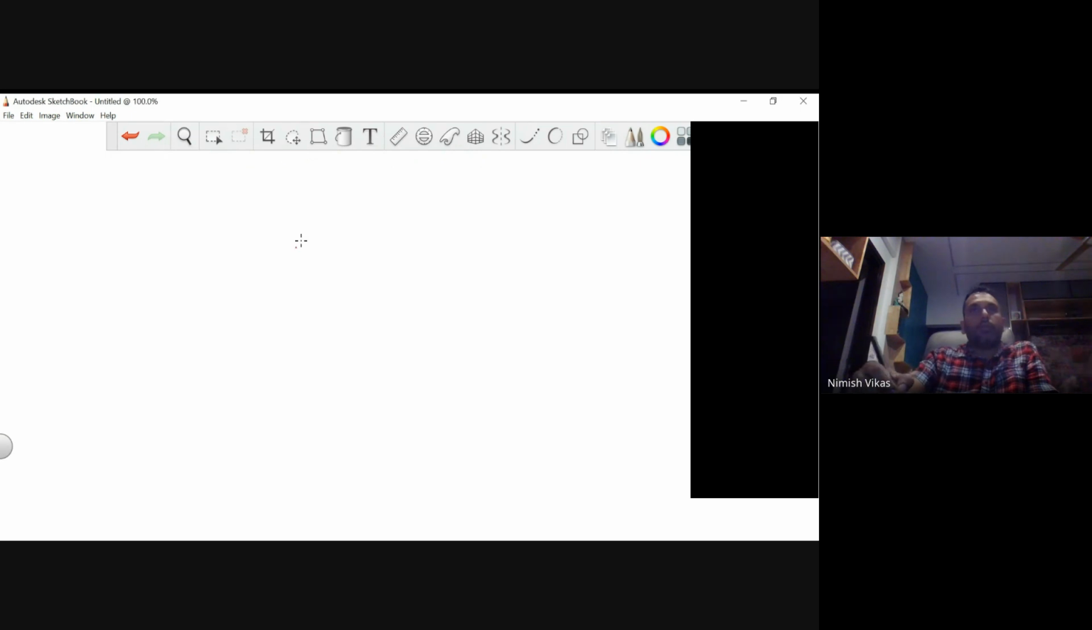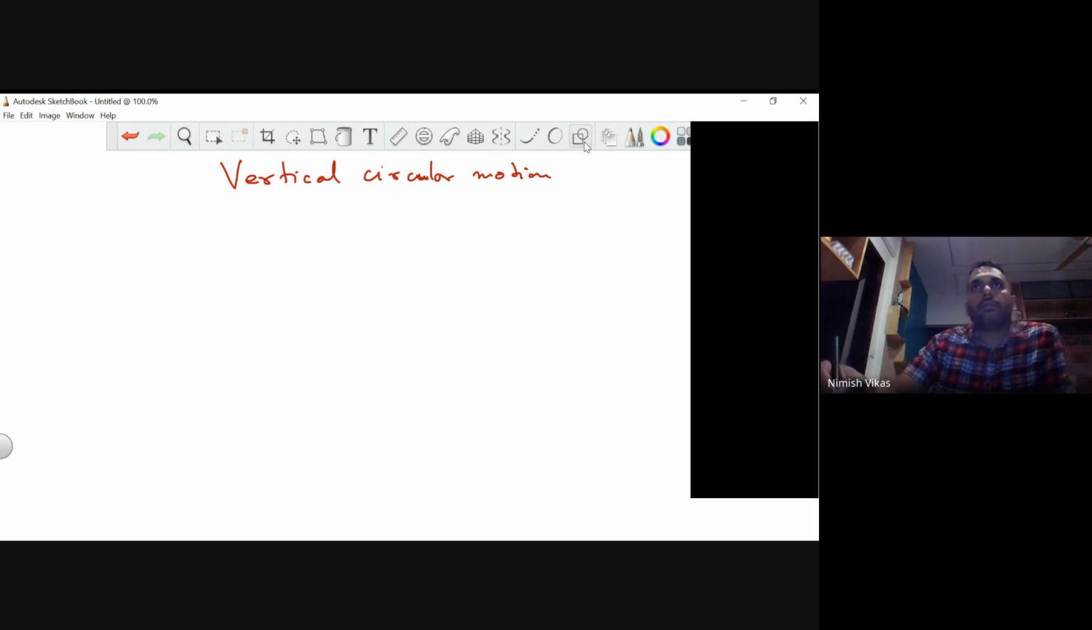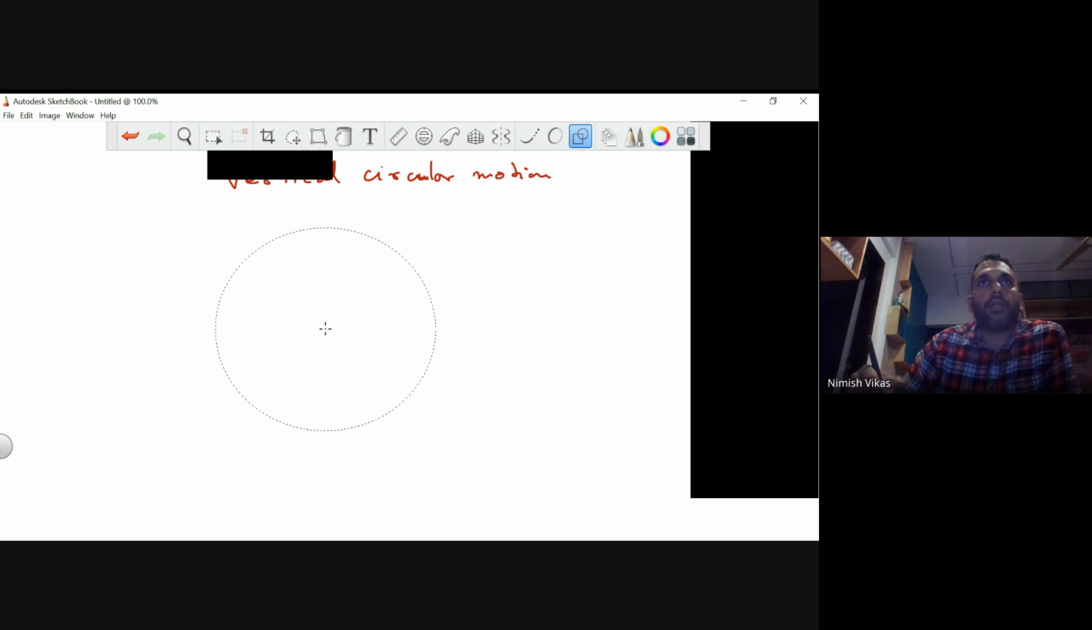Vertical circular motion. Again, the basic premise is that you should know what centripetal force is.